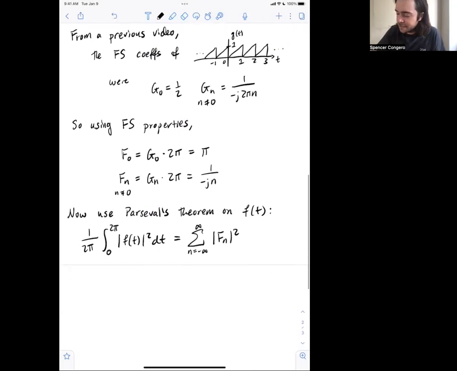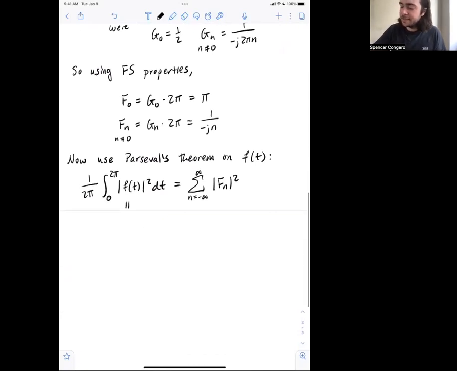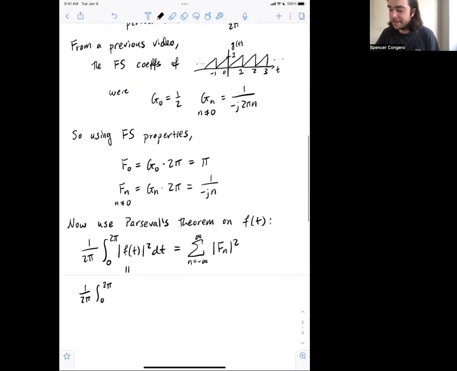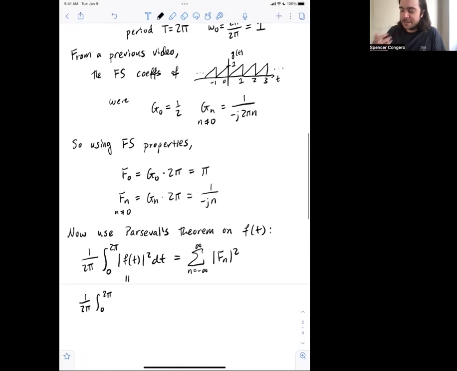Okay, so now let's go down the left side. Let's see what the left side equals, and then we'll see what the right side equals, and then we'll make a conclusion. So what is going on the left side? Well, I have a 1 over 2 pi. I have an integral from 0 to 2 pi. Now, what is the magnitude of f of t squared when t is between 0 and 2 pi? Well, we have it right here. When t is between 0 and 2 pi, f of t just equals t. And so what's the magnitude squared of t? Well, t is a real number, so the magnitude squared is just t squared.